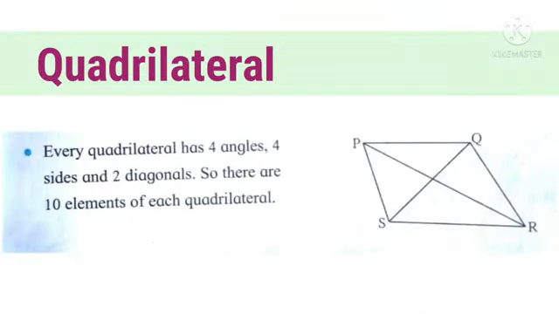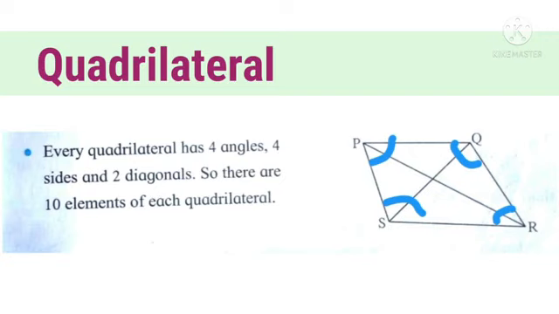Quadrilateral and types of quadrilateral. See students, what is quadrilateral? You know. Here I had given one figure. Quadrilateral PQRS is given. See, every quadrilateral has 4 angles. Here, which are the angles? You see angle P, angle Q, angle R and angle S. There are 4 angles. And also, see how many sides are there?